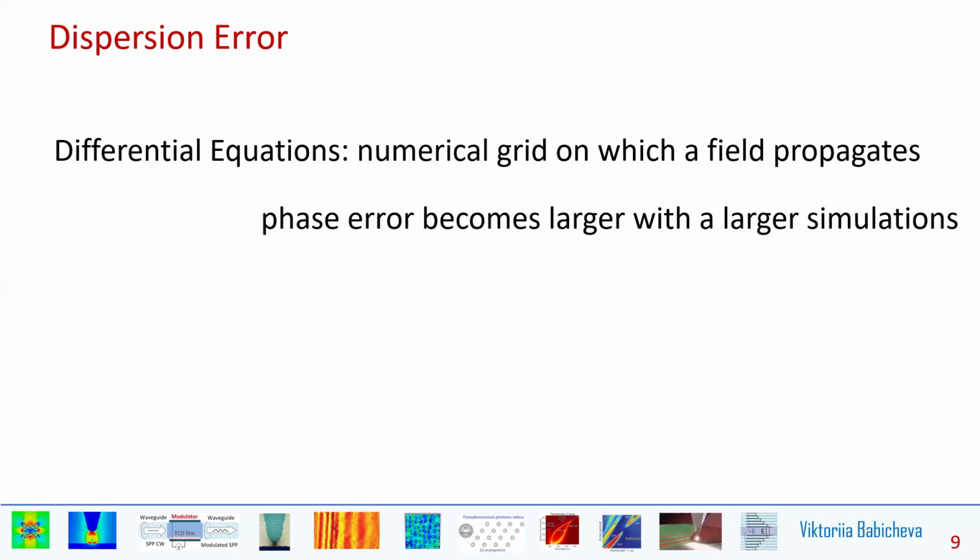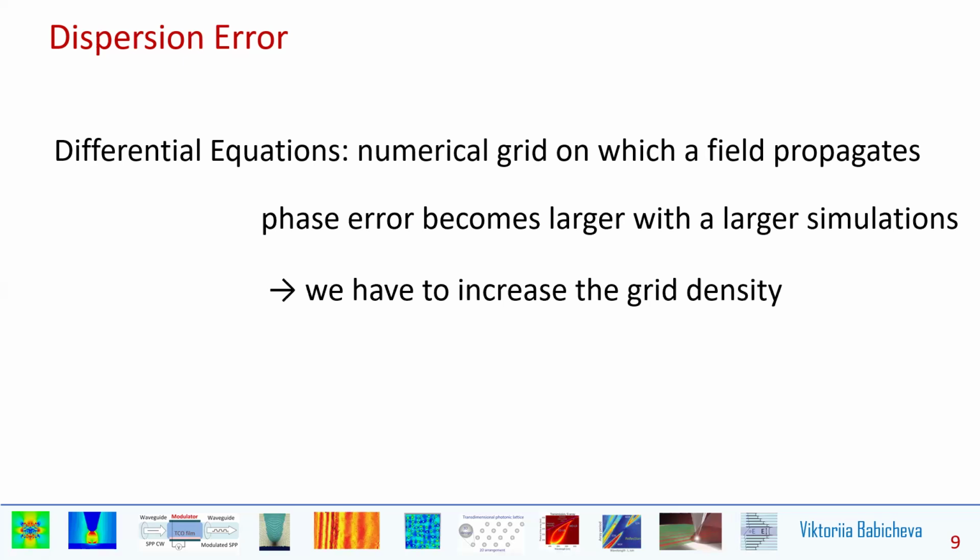The problem is that this phase error is cumulative and it becomes larger with a larger simulation size. Consequently, we have to increase the grid density to mitigate this error. And therefore, for a larger problem size, a higher grid density is required in a differential equation solver. So it's important to understand that there are two separate issues. One is that we increase the domain size, and that directly increases the computational resources. And the second one is that we also have to increase the grid density to reduce the error. So this means that the demand for resources increases faster than simply the increase in the computational domain.